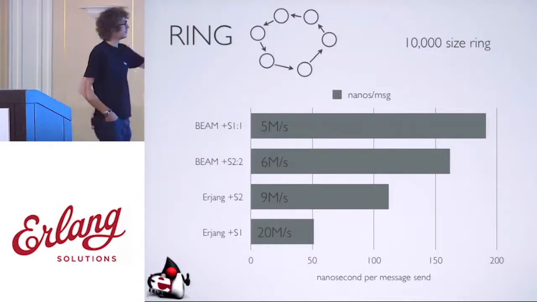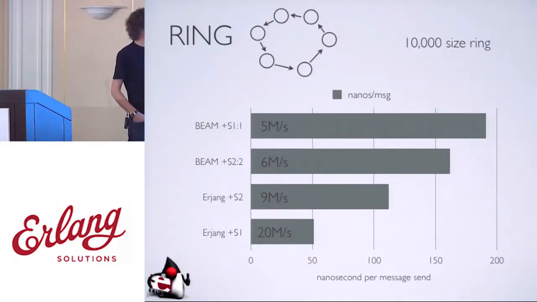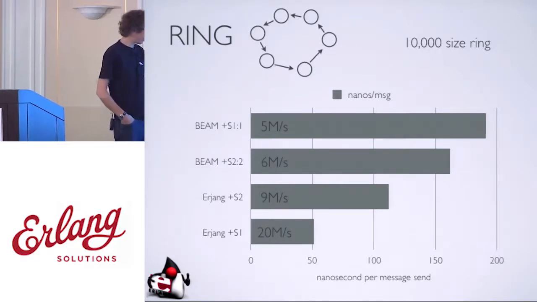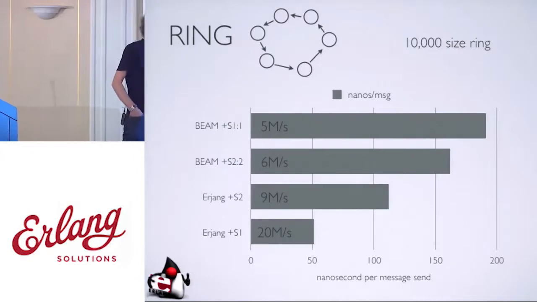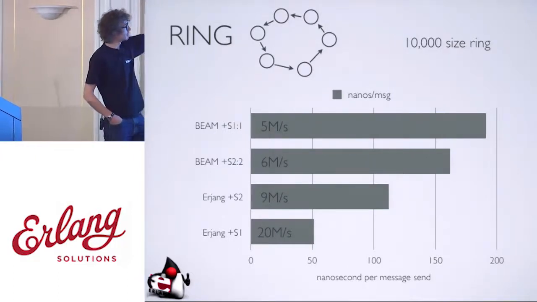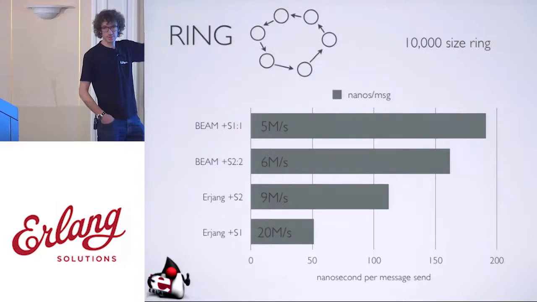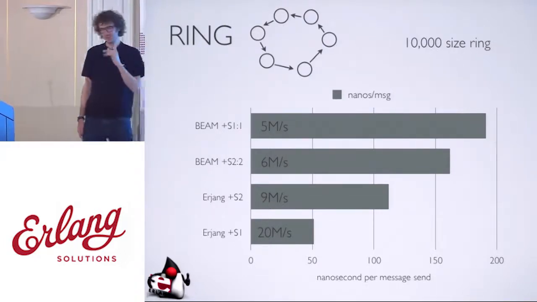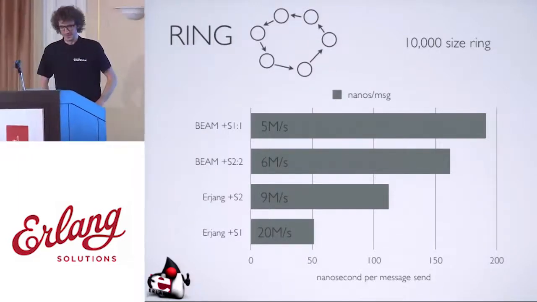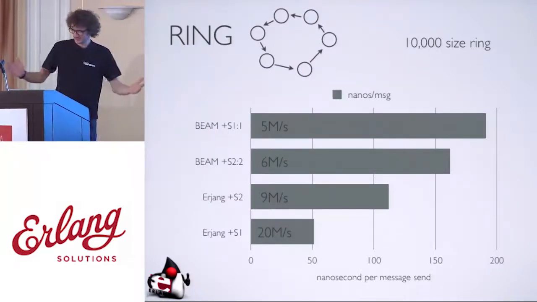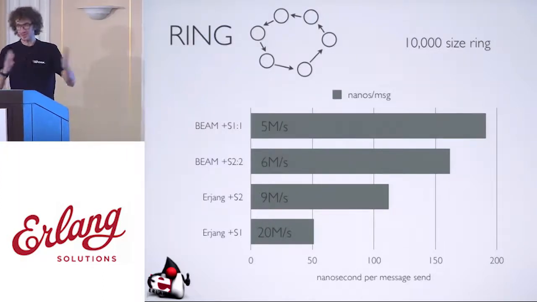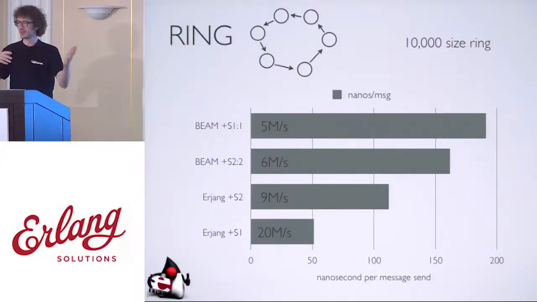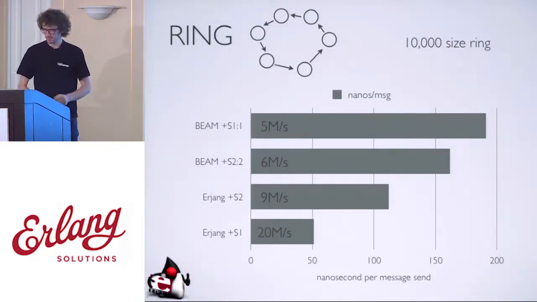So Beam with one scheduler is the big one. You can see the fastest Erjang version is actually one that only runs one scheduler. See up here, Beam is faster with two schedulers. This is run just on my own machine here, but Erjang is actually faster with just one scheduler. Again, that's back to the scheduler. You end up getting memory cache contention and all kinds of issues because it's just flushing memory back and forth.